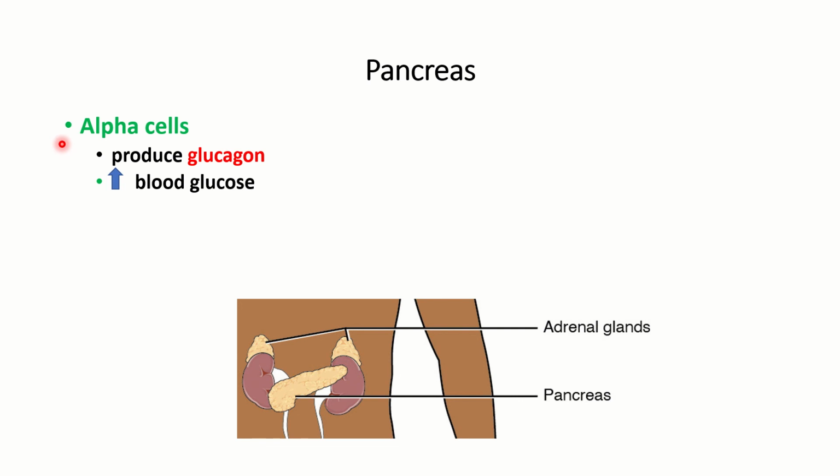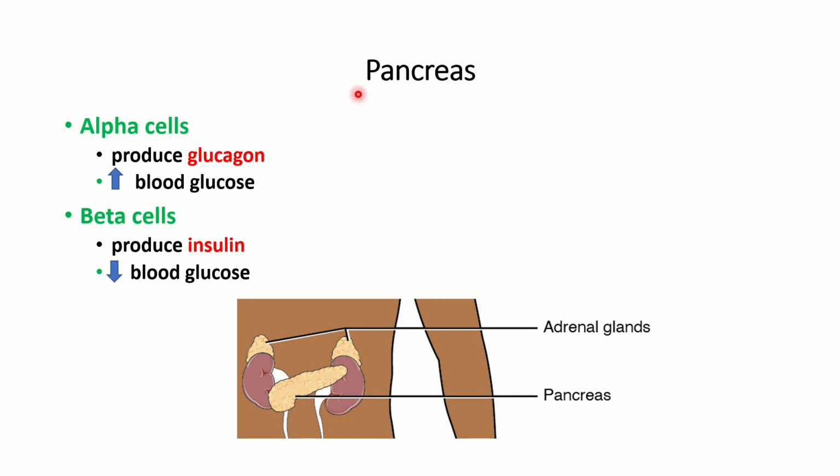It has alpha cells, and alpha cells produce glucagon. So if the level of glucose is down, alpha cells increase blood glucose. It also has beta cells, which act if the level of glucose is high. For example, if you're eating something sugary, insulin is released, and that will bring the glucose level down.